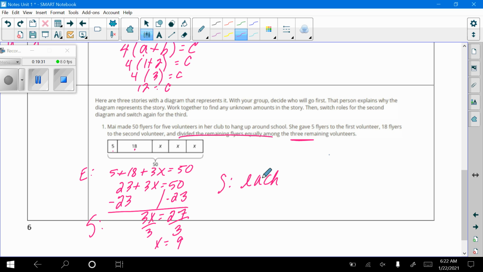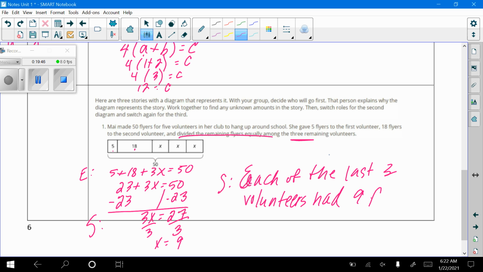My statement would then be: each of the last 3 volunteers had 9 flyers.